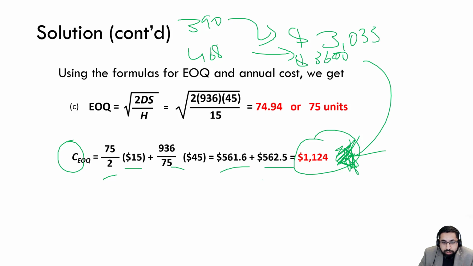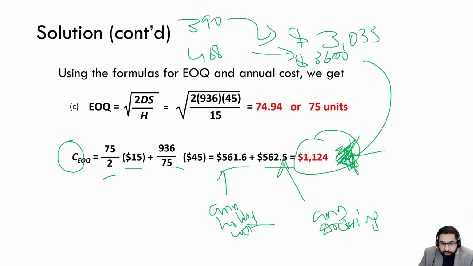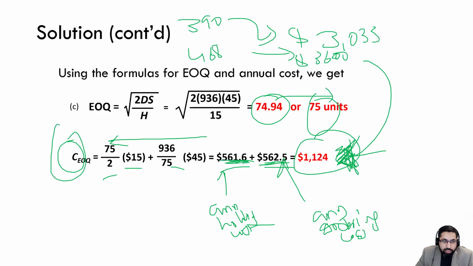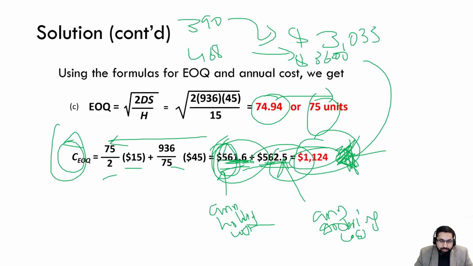And notice how close the annual holding cost and the annual ordering cost are. Remember I said when you're at the optimal quantity, these costs are equal. Well, why are they not equal? Why is it 0.5 and 0.6? Because I'm using 75. My optimal quantity is 74.94. If I use 74.94 here, I would get these two values to be exactly equal. I rounded up to 75, so there's a slight difference. So you can see that when you are at the optimal lot size, your annual ordering cost and annual holding costs are equal, and the sum of the two is your total cost per year.